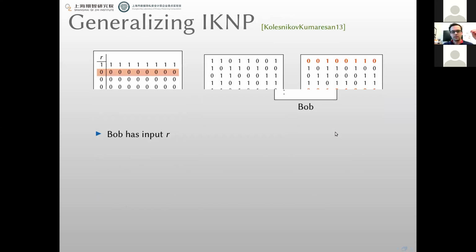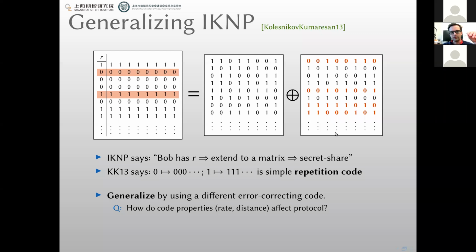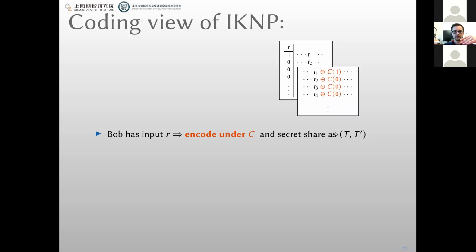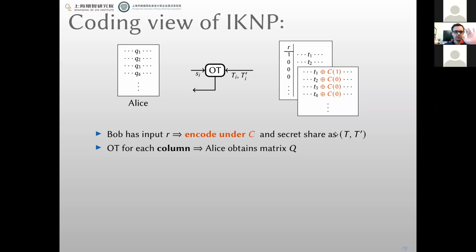Okay, so we're talking about this error correcting code view of the IKNP protocol. Bob is supposed to take secret shares of a matrix where every row is a repetition code of his choice bit. So let's write the IKNP protocol from that perspective. He has these choice bits. He encodes them under an error correcting code, which for now is the repetition code. So now he has a long matrix where every row is a code word. He secret shares that matrix, and then they do the base OTs, and that's all the usual thing here.